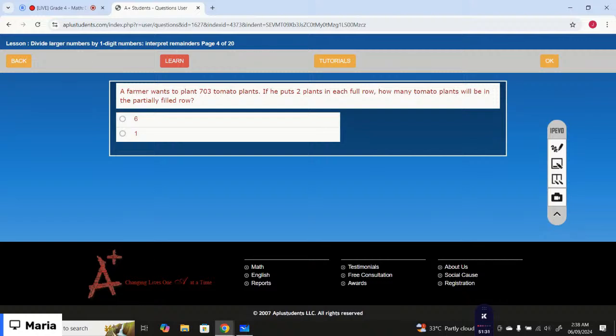A farmer wants to plant 703 tomato plants. If he puts 2 plants on each row, how many tomato plants will be in the partially filled row? Which is the correct option?